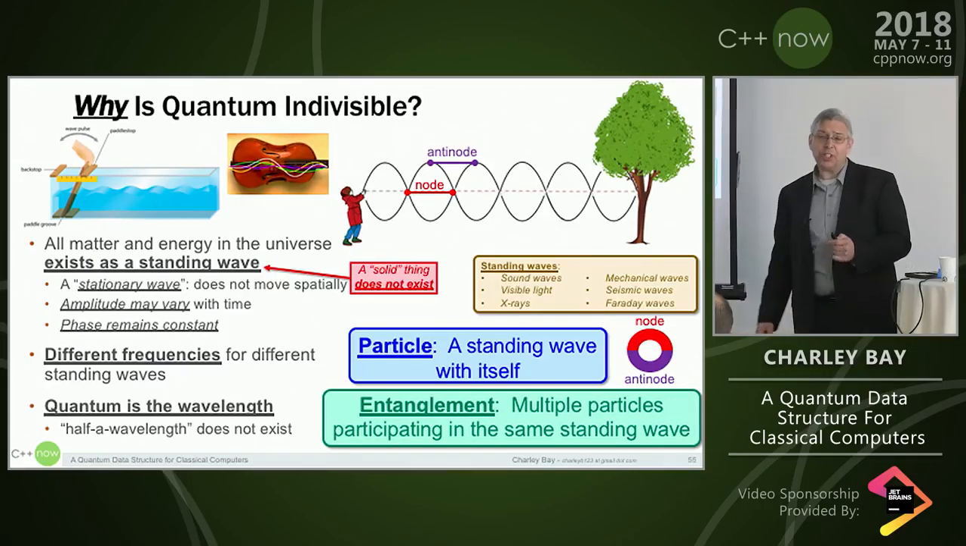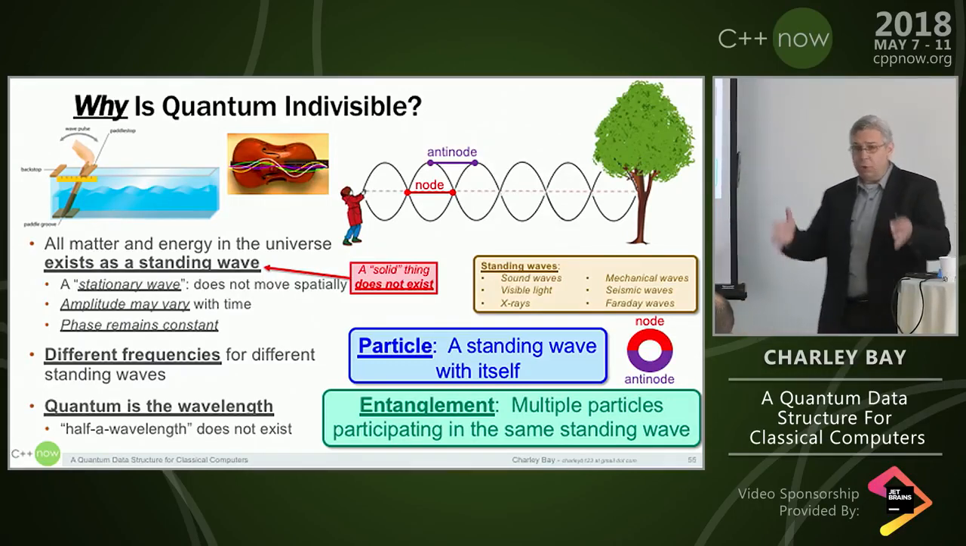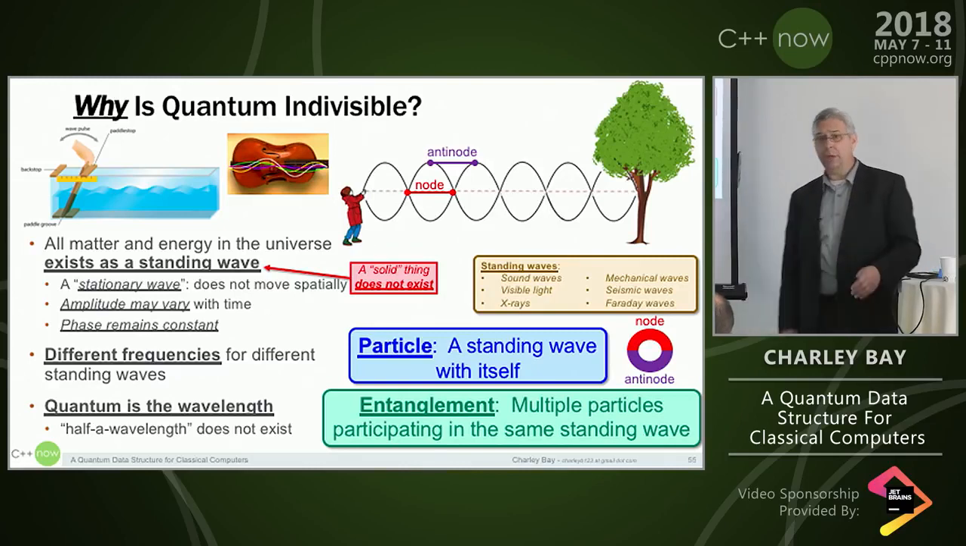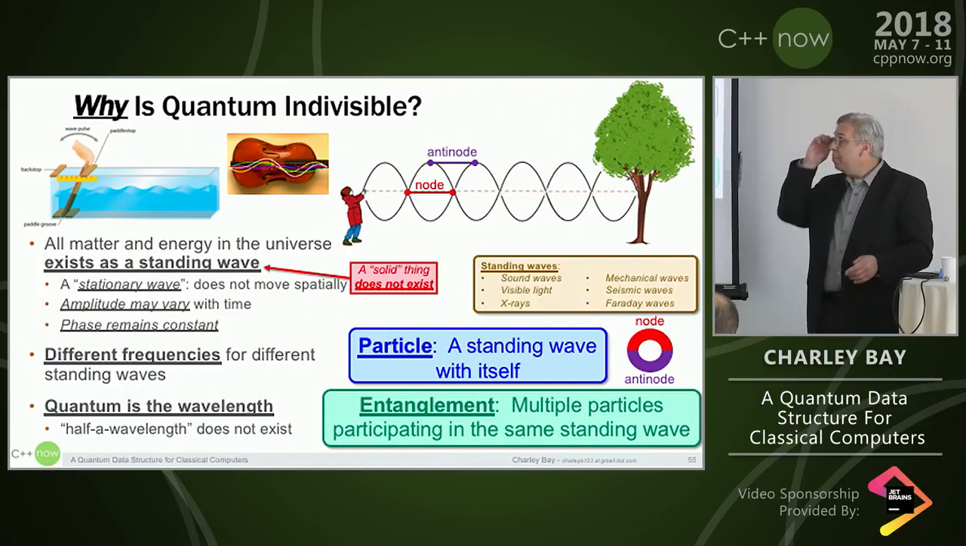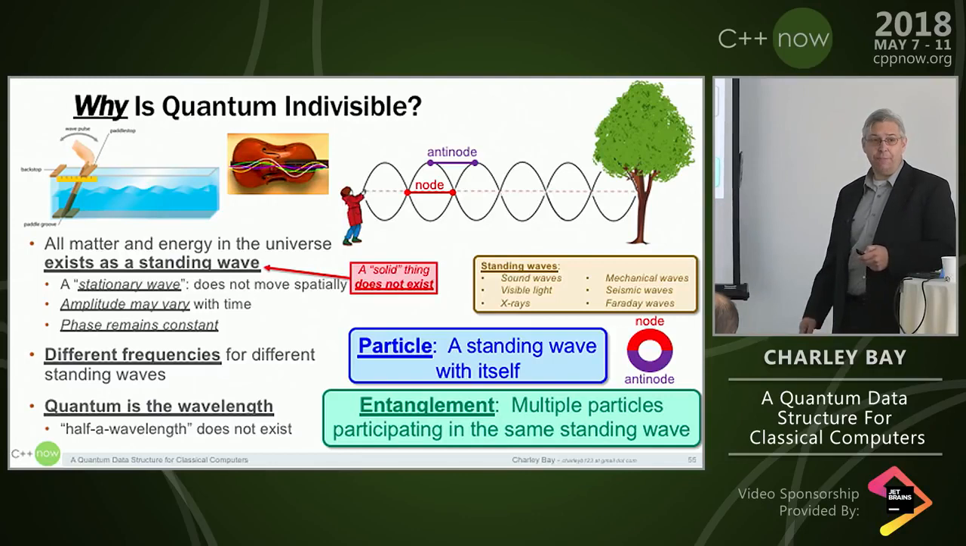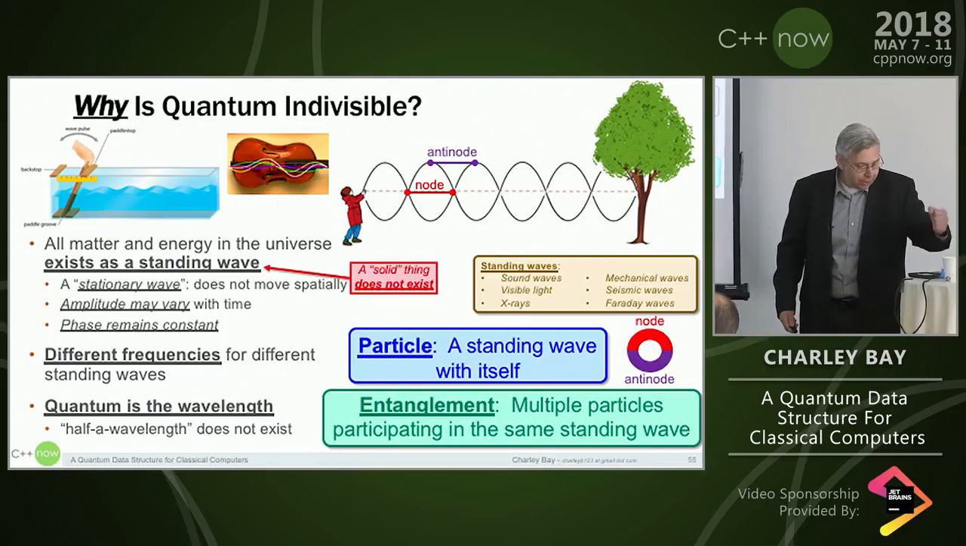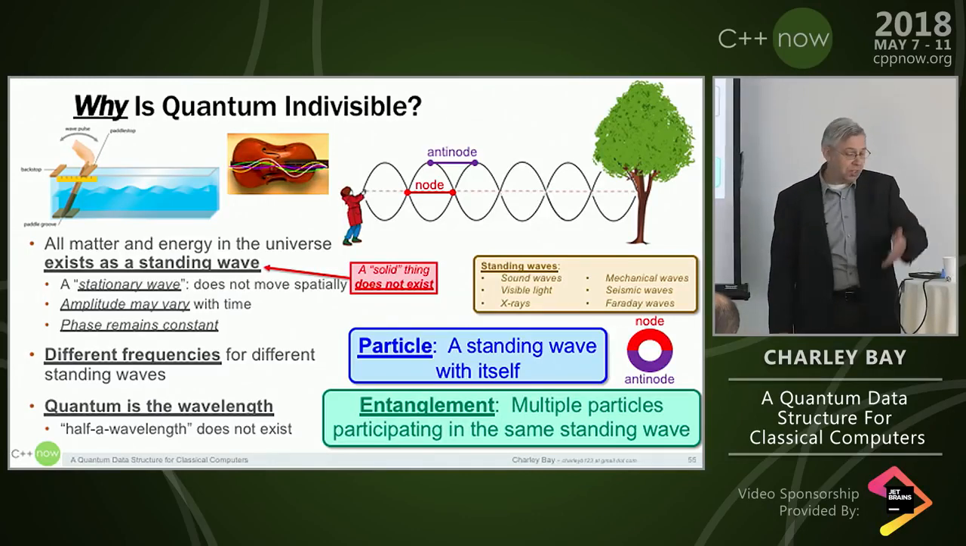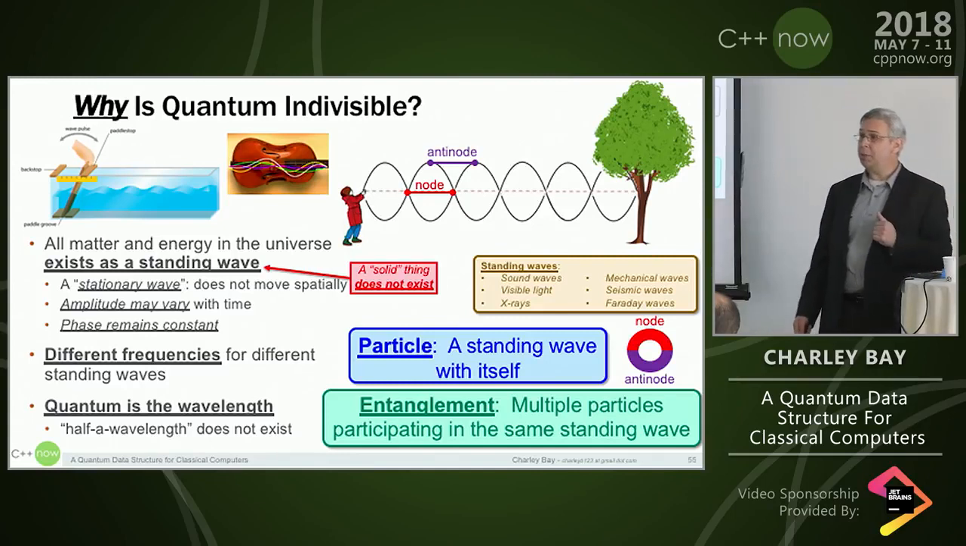This is why, because it's a standing wave. You have a standing wave or you do not. There's no halfway, there's no part of one. You can play with the frequency if you want, but you either do or don't have a standing wave. And everything is made up basically of this. We know that this table is not solid because it's made up of atoms, and we know atoms are empty space.